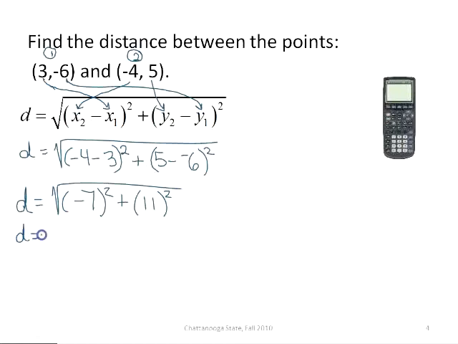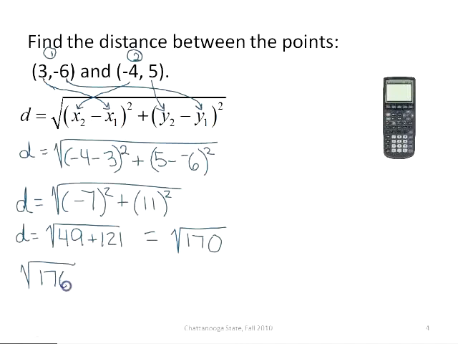So now let me square those numbers. The negative 7 squared means negative 7 times negative 7. So that's 49. 11 squared is 11 times 11, so that's 121. So the square root of 49 plus 121 is 170. So under the radical, I have 170. So this means the square root of 170.